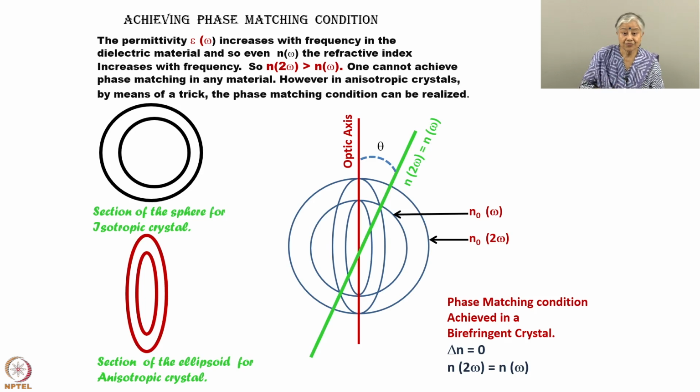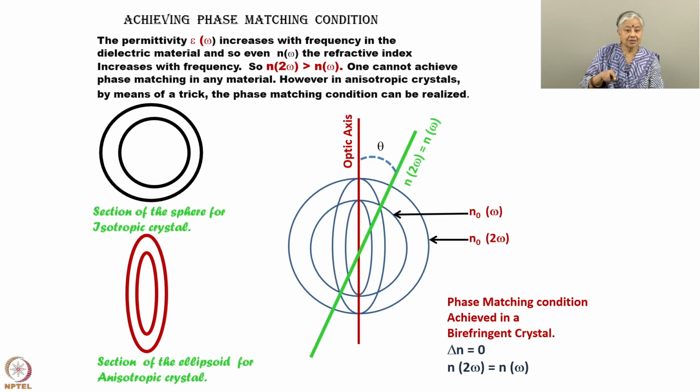Now I come to achieving the phase matching condition. The permittivity epsilon increases with frequency in a dielectric material, and so even n omega, the refractive index, increases with the frequency. So, n 2 omega is always greater than n omega. One cannot achieve phase matching in any such material. However, in an anisotropic crystal, by means of a trick, the phase matching condition can be realized.